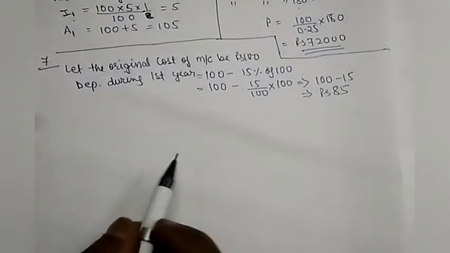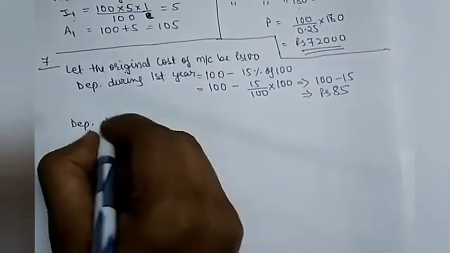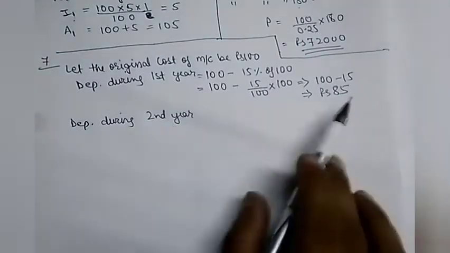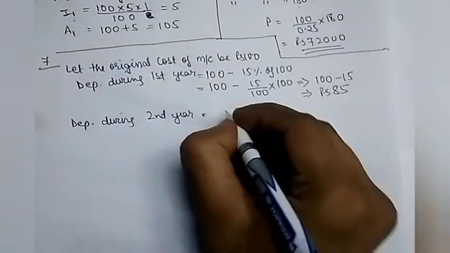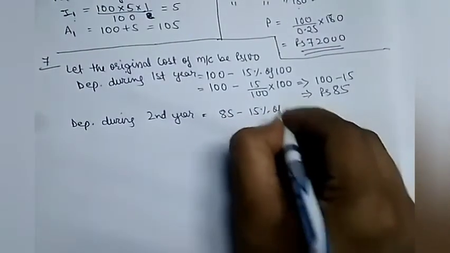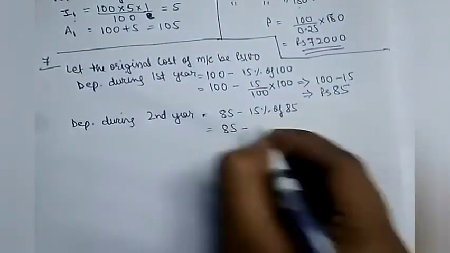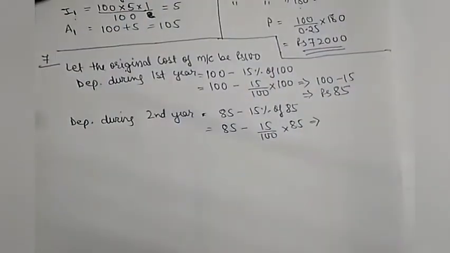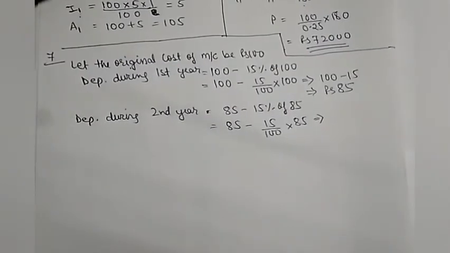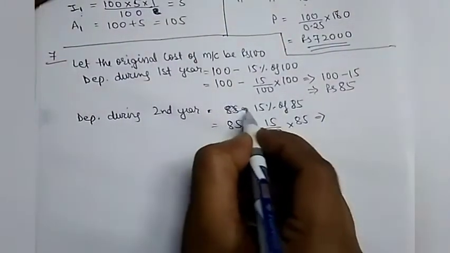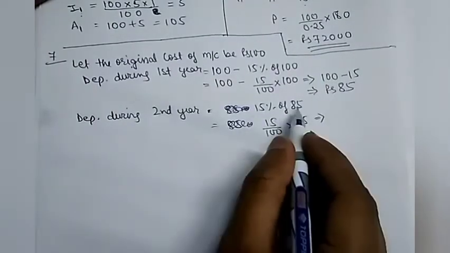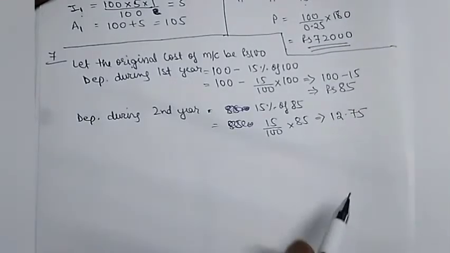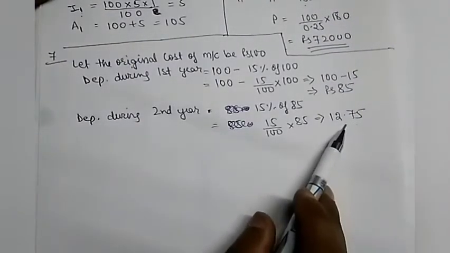Now the depreciation during the second year will be on this amount, this rupees 85. So it will be 85 minus again 15% of 85, so 85 minus 15 by 100 into 85. In the question only the depreciation is given, not the total amount which is left after depreciation. So we will not do 85 minus; we will do only 15% of 85, that is only the depreciation. So 15 by 100 into 85 comes to 12.75. This is the amount that is depreciating in the second year.